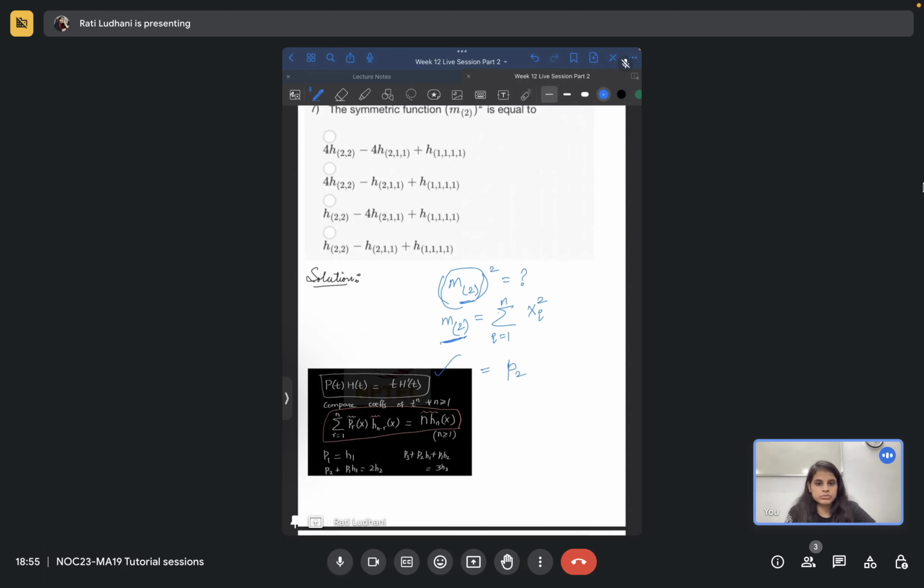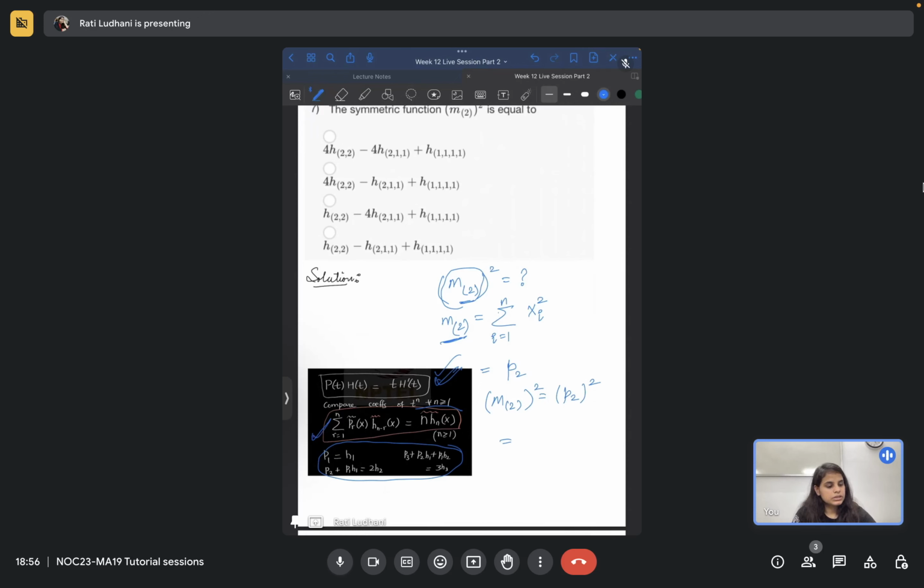Okay, so this is p2, and now we need to find out what p2 is, right? So we got m2 square to be equal to p2 square. Now let's see what P2 is. As I kept this formula, because we want it in terms of H, we need to see how P is related to H. That is with this formula and with this comparison.